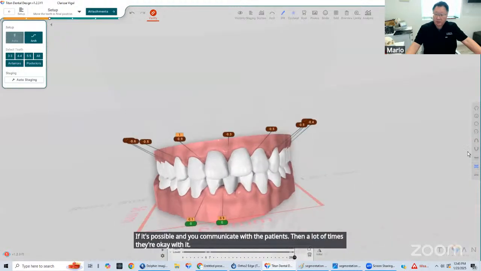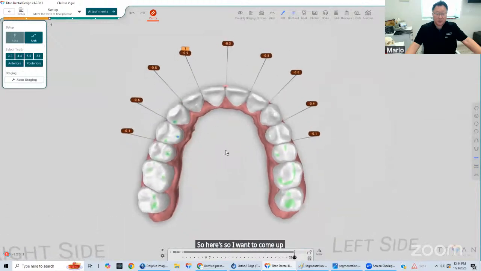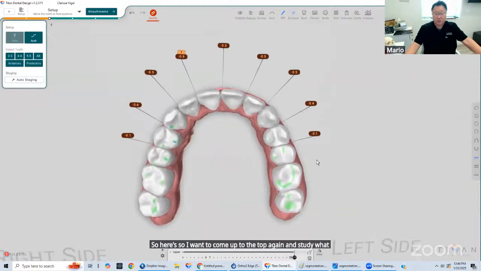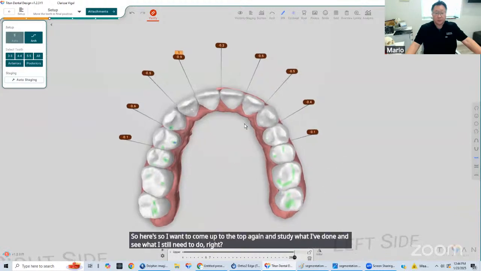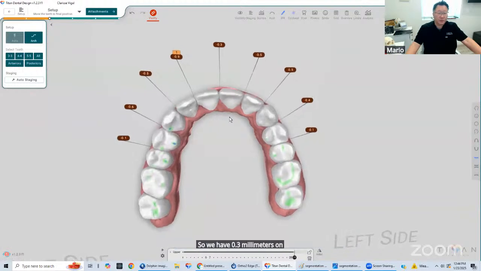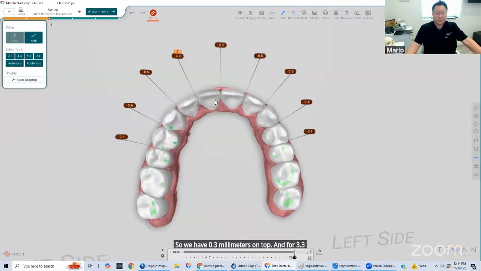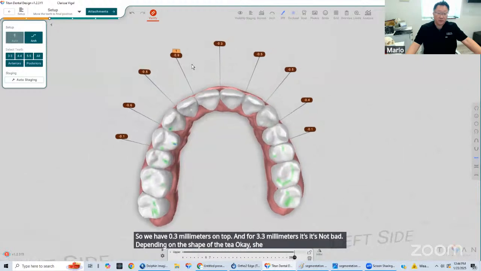So here, I want to come up to the top again and study what I've done and see what I still need to do, right? So we have 0.3 millimeters on top, and for 0.3 millimeters, it's not bad, depending on the shape of the teeth. Okay, she can afford that. But over here, 0.9, that's too much. 0.5, that's a bit much. 0.4, 0.1, that's a bit much.